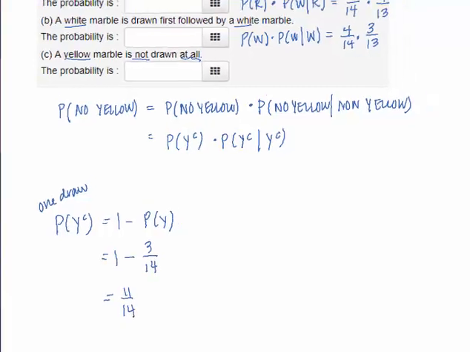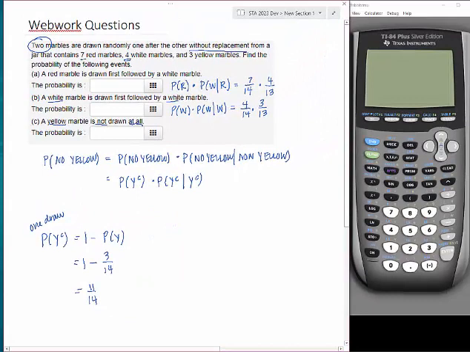Now if you look back, not a yellow means you have 4 white or 7 red available to you. So the likelihood that you do not get a yellow is simply those 11 marbles you'd be happy with out of 14 total. So it might be easier just to count up the ones that are not yellow versus use the complement rule down here.